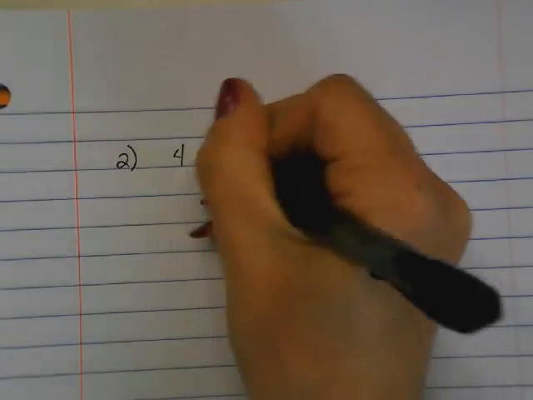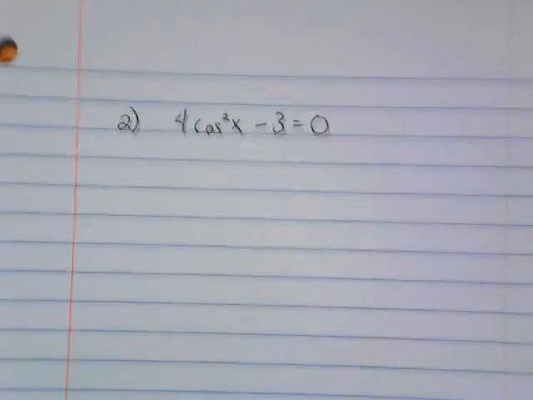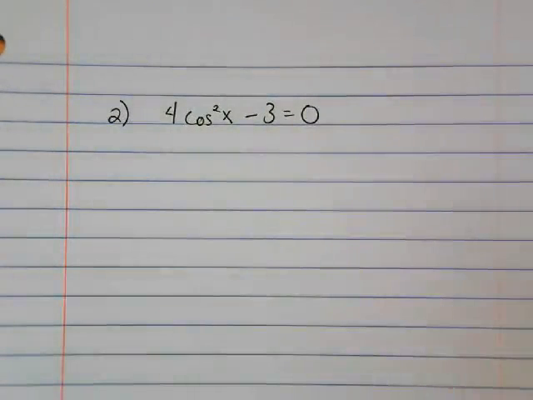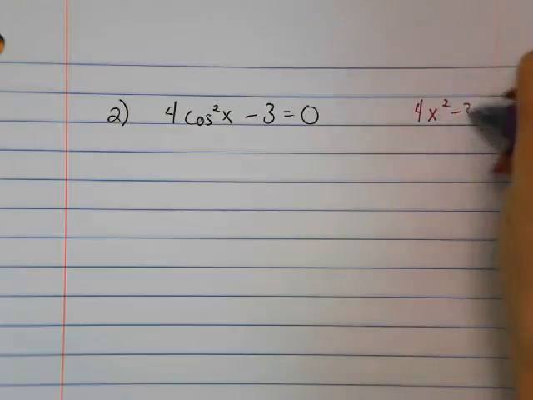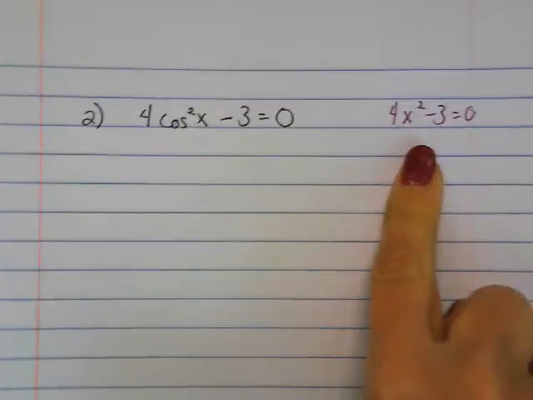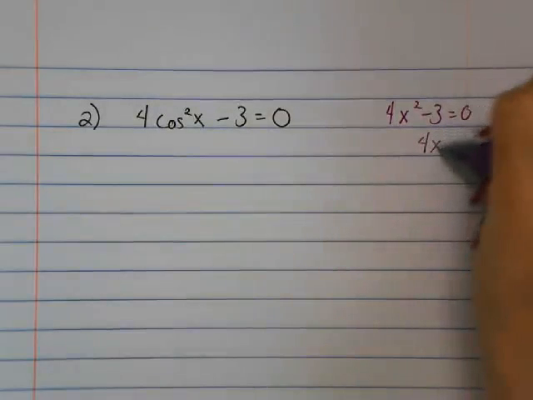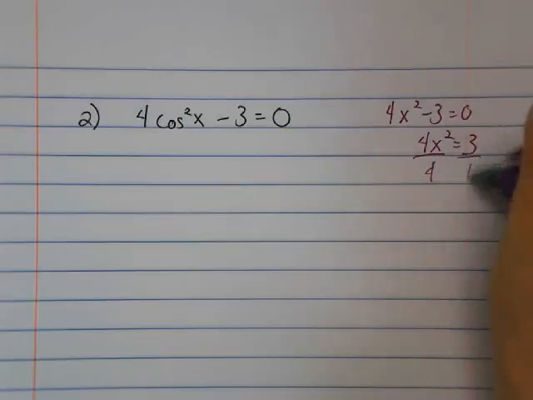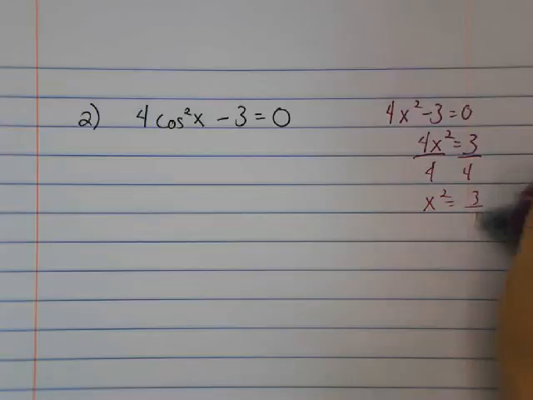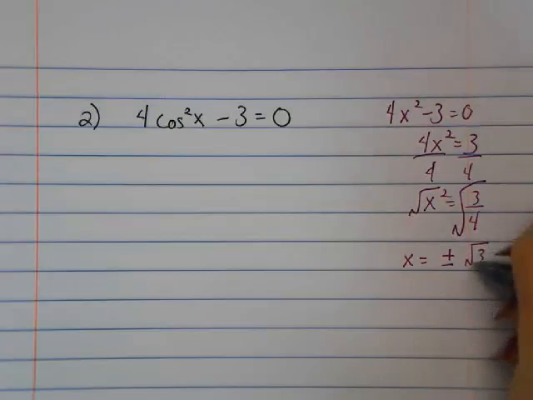Let's say I have 4 cosine squared x minus 3 equals 0. So again, if I'm stuck, which a lot of times we will get stuck, come over here to the side and ask yourself, how would you solve this? Well, the way I'd solve it is I'd move the 3 over. So I'd get 4x squared equals 3. Then I'd divide by 4. So I'd have x squared equals 3/4. And then to get rid of the squared, I'd take a square root. So my answer would be x is equal to positive or negative square root of 3 over 2.